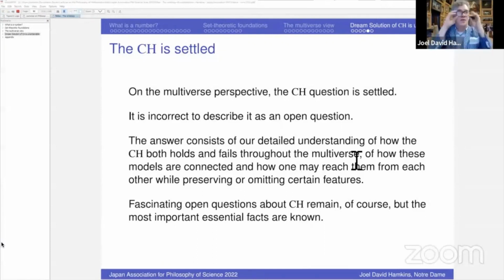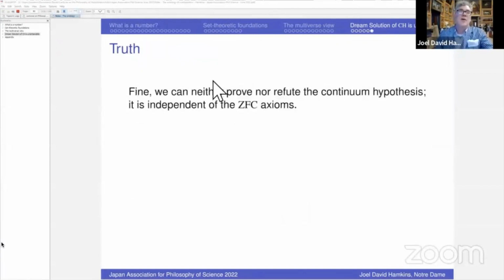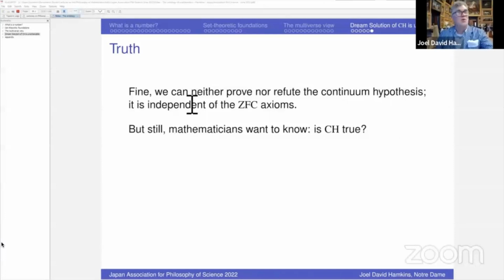It's true in some universes and false in others, and we can explicate more details about how that works and answer many, many questions about what other things could be true with CH or without it, and so on. Now, of course, there are fascinating further questions about the continuum hypothesis that remain. But the most important central facts are known, and that's what I just described. So, fine. We can neither prove nor refute the continuum hypothesis. It's independent. But still, mathematicians ask, is it true?